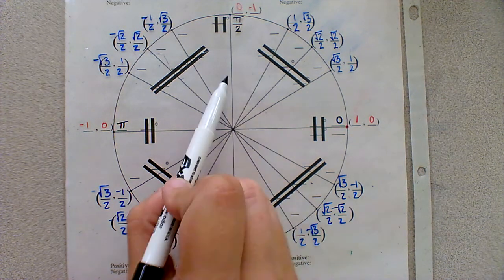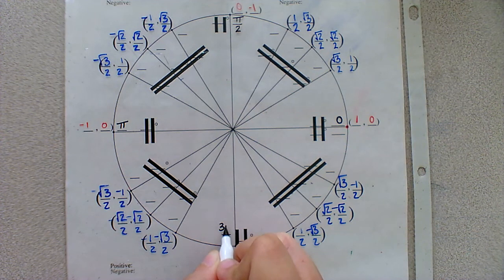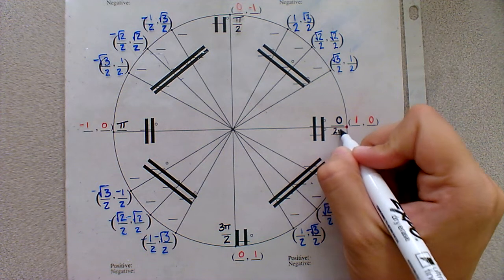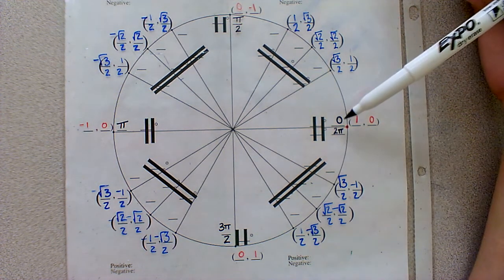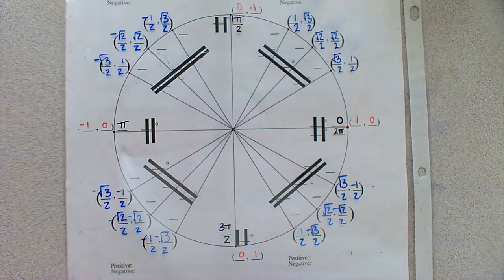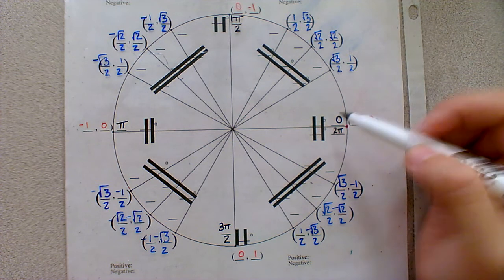And if you went 1, 2, 3 pi over 2 sections, you would have 3 pi over 2. And if you happen to do a full circle, that would lead you to 2 pi. Notice how the fractions are just counting by a half. We start with 0, and then we have 1/2, and then 1, and then 1.5, and then 2.